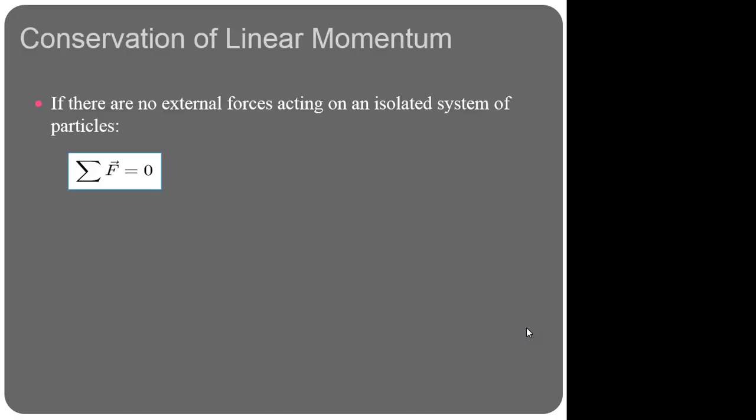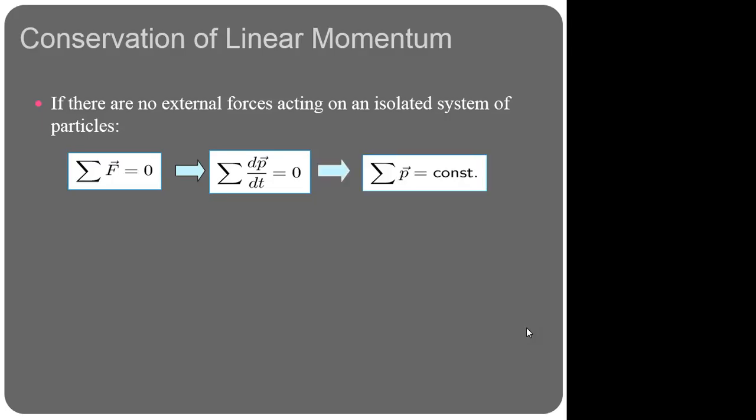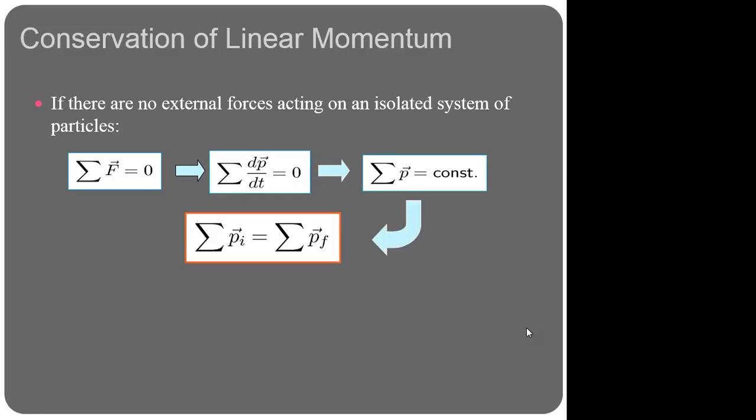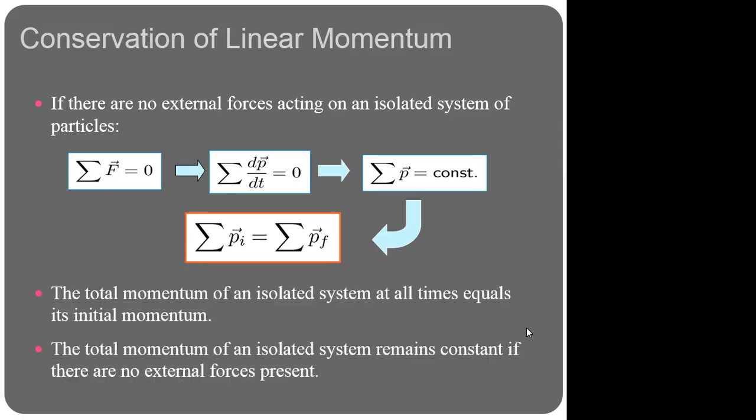Conservation of linear momentum. So this is the key word. If there are no external forces acting on an isolated system of particles, not just one particle, the rate of change of momentum will be 0. Okay? So the sum of momentum will be constant, which means the initial momentum will equal the final momentum. So just fanciful Greek letters, but the idea is easy. The sum of the initial momentums of all the particles is equal to the sum of momentum of all the particles at the end.